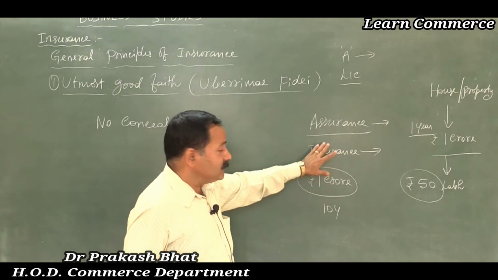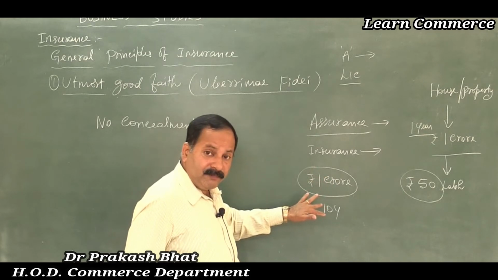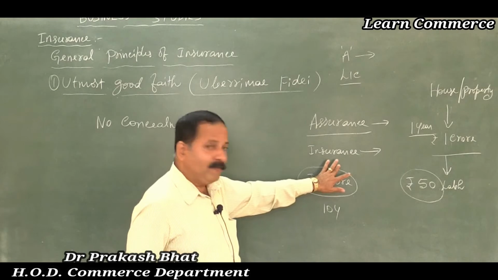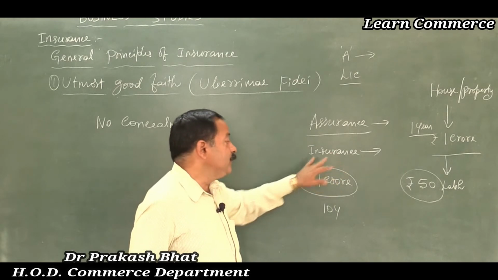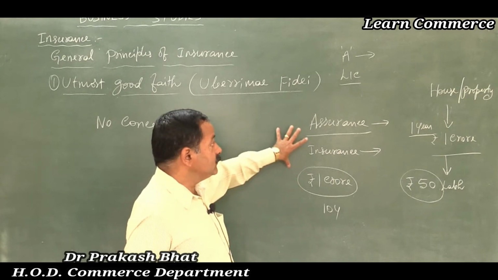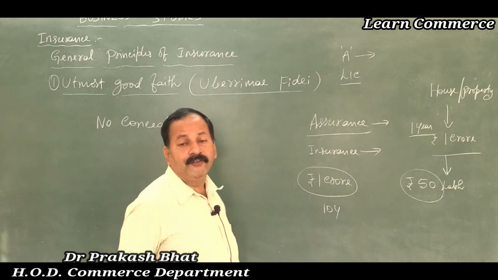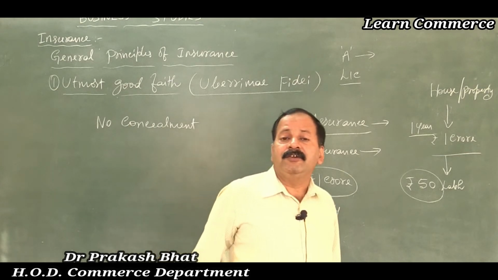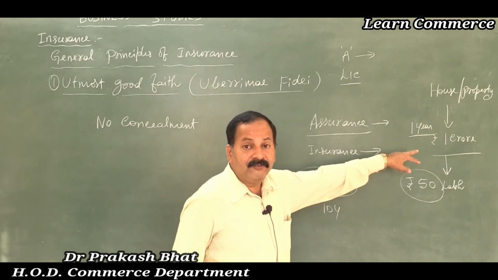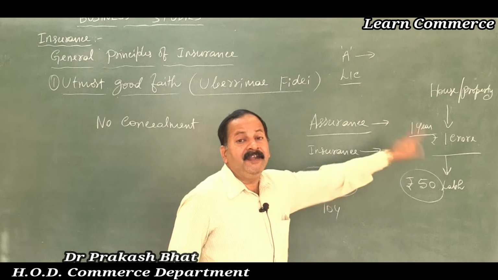Here, whether the person is alive or not, if Mr. A expires, then the family will get the compensation. If Mr. A is alive, he will get the amount back. So here there is a guarantee of return. So life insurance contracts are called contracts of guarantee, and general insurance, marine, fire, they are contracts of indemnity.